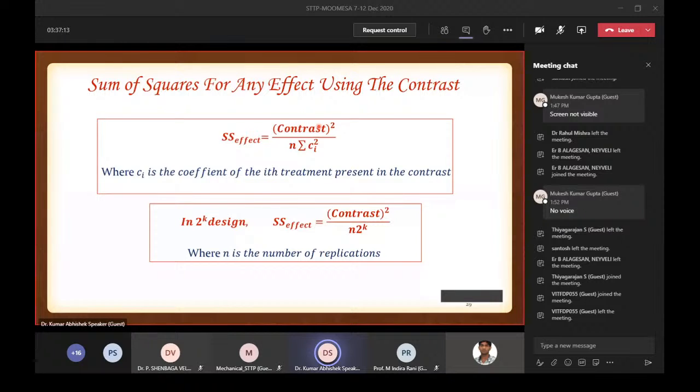दैट इज द सम ऑफ स्क्वायर ऑफ द इफेक्ट। इफेक्ट का फाइंड आउट करने के लिए दैट इज द कॉन्ट्रास्ट स्क्वायर बाय, if you look here, it is n 2^k, where n is the number of the replication and k is the number of the factors. Contrast क्या है, contrast is the difference when the factor is at its high level and when it is at the low level.